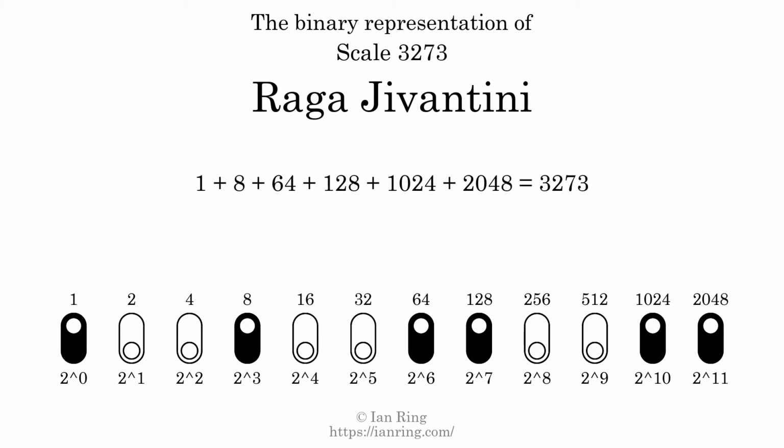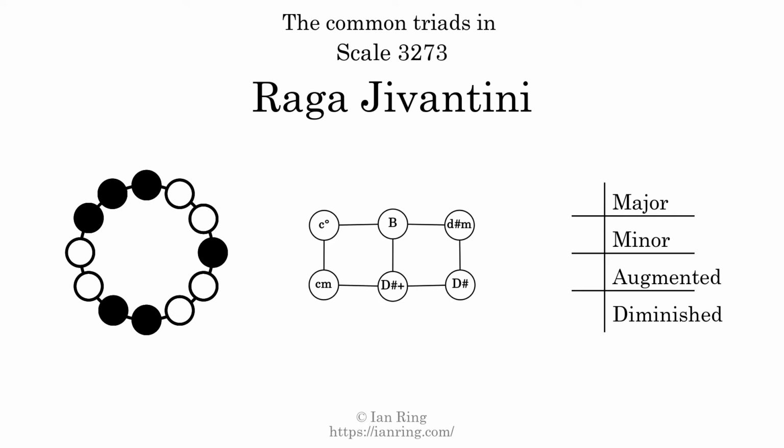That is why the scale number, in decimal, is 3273. The scale number not only enumerates the scale with a unique index, but it also literally describes the tonal content of the scale. Represented as a binary number in base 2, the scale number is 110011001001. Here are the common triads present in this scale.